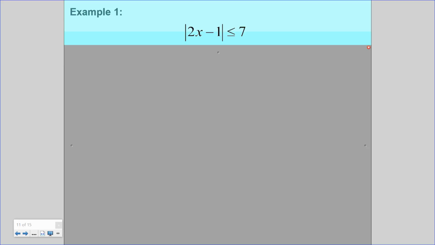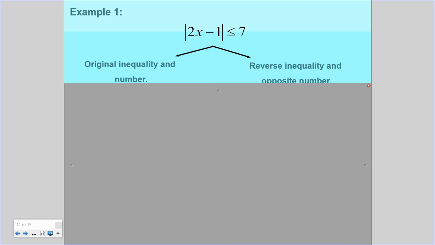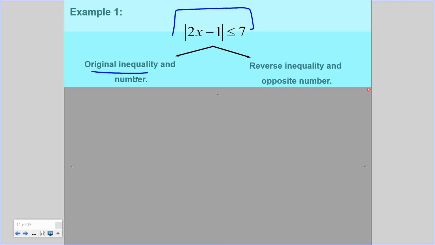Okay, so here's our first example. We've got the absolute value of 2x minus 1 less than or equal to 7. So in this absolute value inequality scenario, we've got our absolute value isolated, so step 1 is done. Now we set up our 2 inequalities. One you're really just going to copy. Over here you use the original inequality and number.